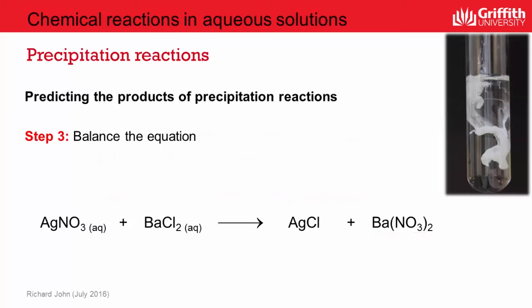Step 3, we now need to balance the equation. We've gone to some trouble to make sure we've got the chemical formulas of each of these substances right in this chemical equation, so now we don't mess around with any of the subscripts.